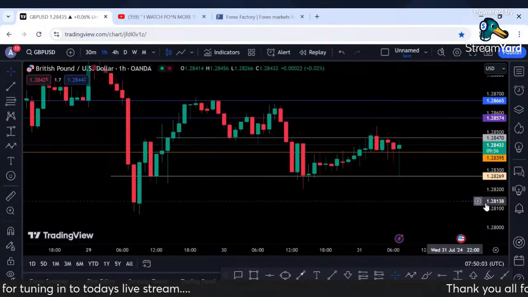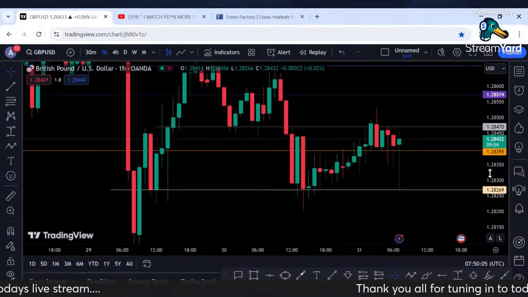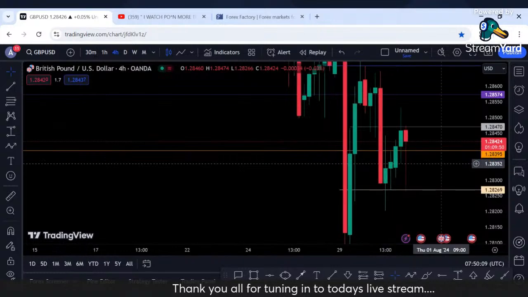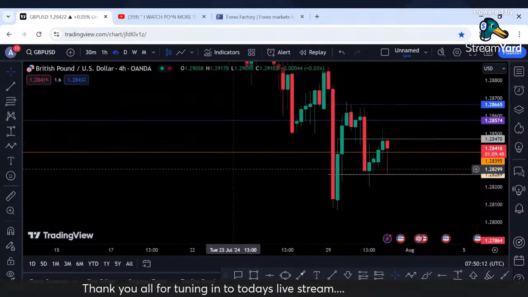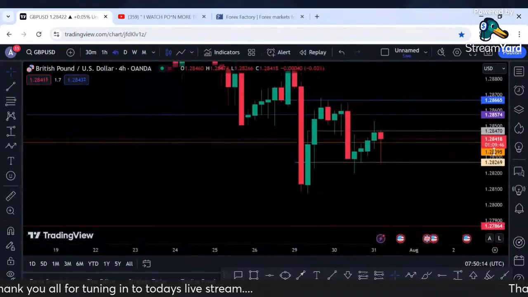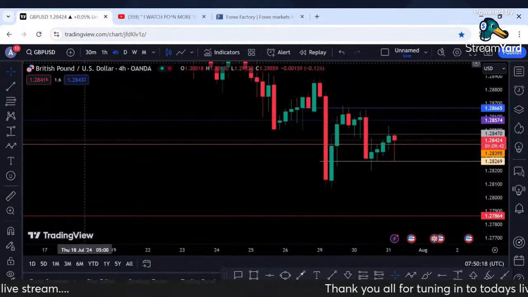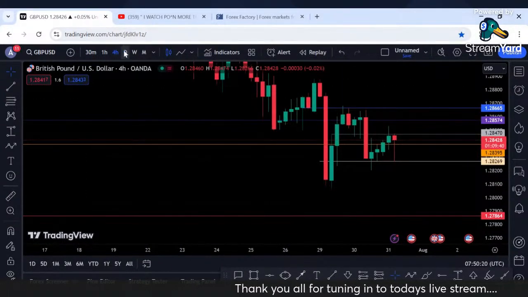So I'm going to wait for the 1 hour candle to close to see what we'll be doing. Then we call it a day. No trade today. The market is ranging. No trade opportunity. Today's Wednesday.